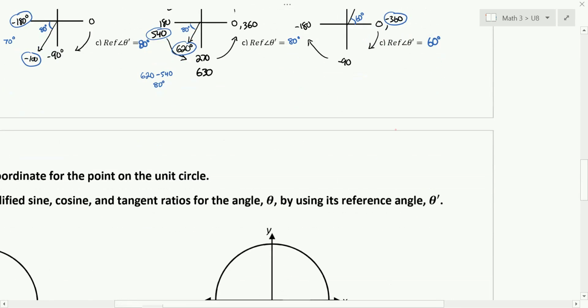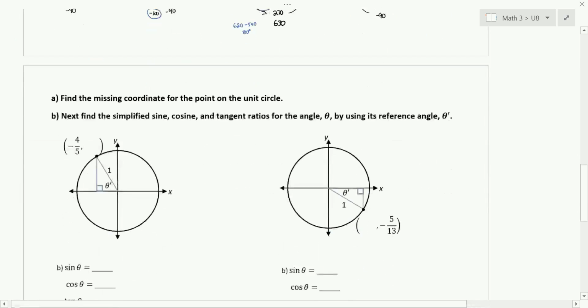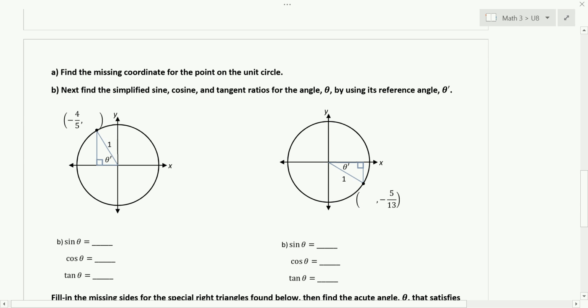Okay, so we are now going to take a look at the next page of notes. And our instructions are to find the missing coordinate for the point on the unit circle.